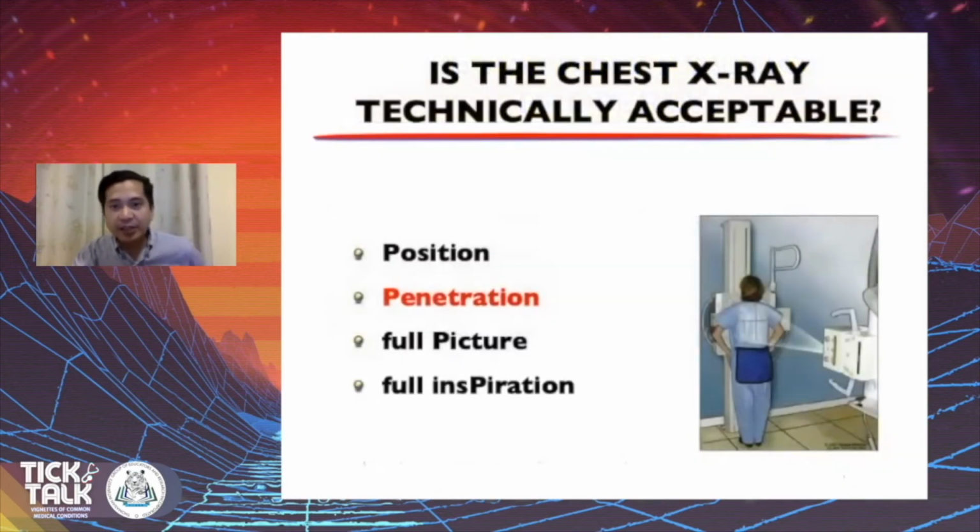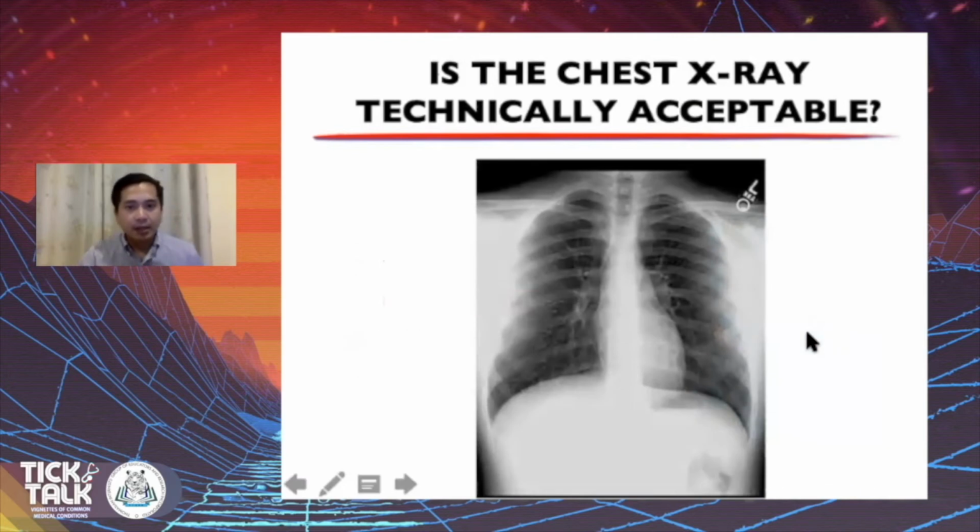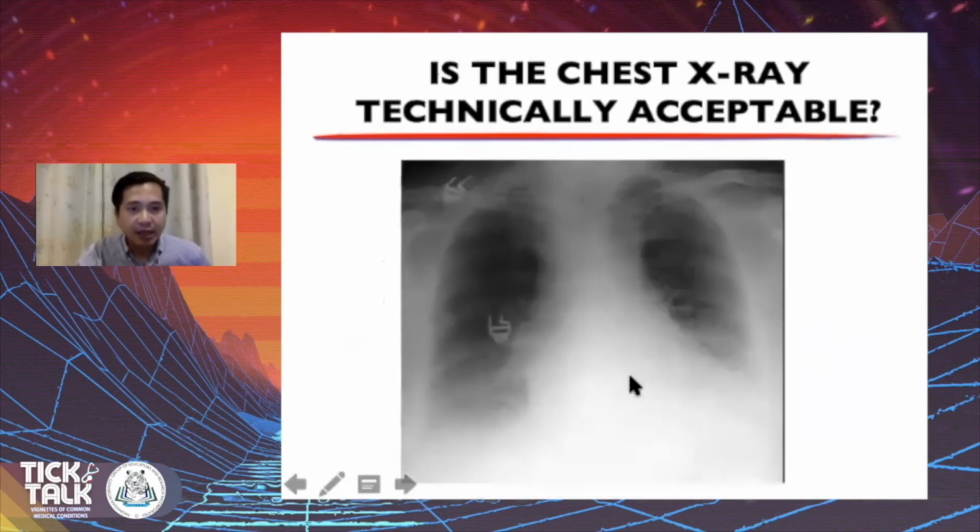Now we go to the penetration. Okay, the ideal distance from the projector to the body is about 6 feet. Okay, if it goes further than that or nearer than that, there are some problems that arise, which I will be discussing. So, is this film acceptable in terms of penetration? It is. Why? Because we should be able to see the vertebral bodies behind the heart, which we see in the film. Okay? You see the trachea, the spinous processes here. Okay? So it's a good penetration as compared to this one.